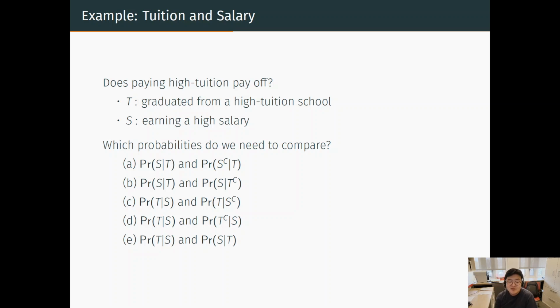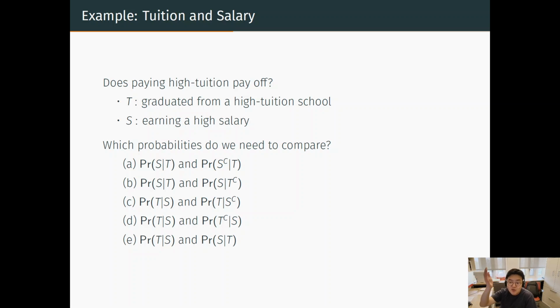So let's simplify the question. We observe data on college graduates, and we observe their salary, and also how much tuition they paid. So we ask a question: if you graduate from a high tuition school, then do you make a high salary or not?